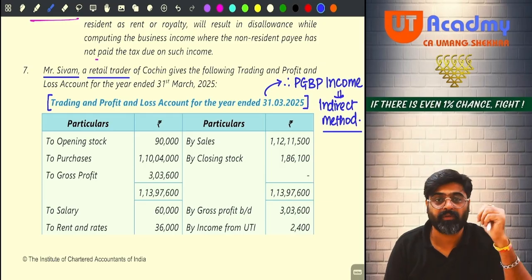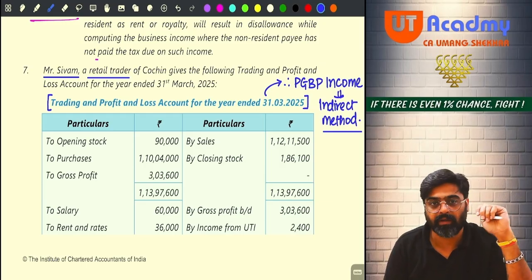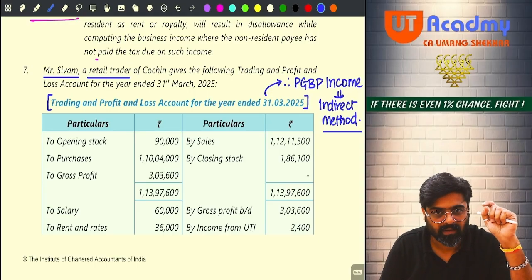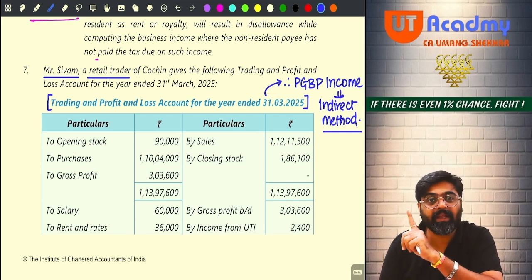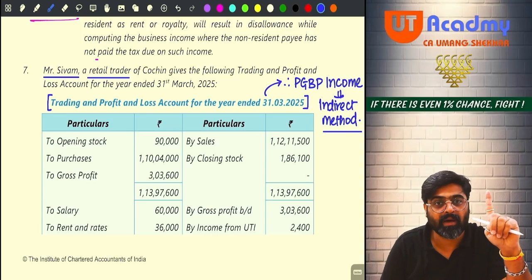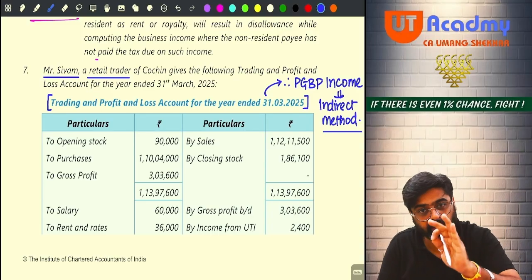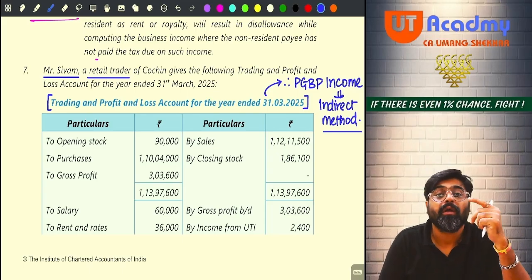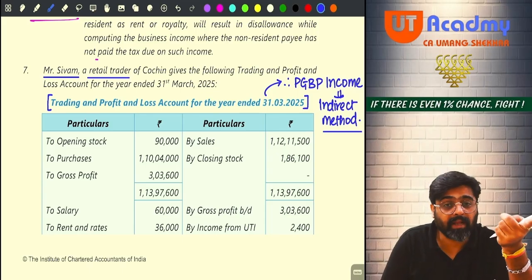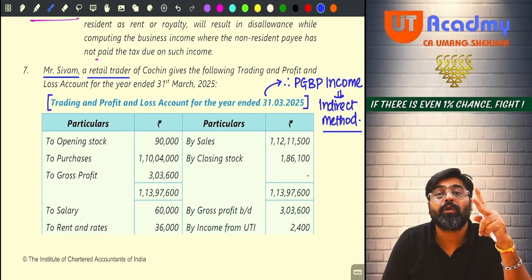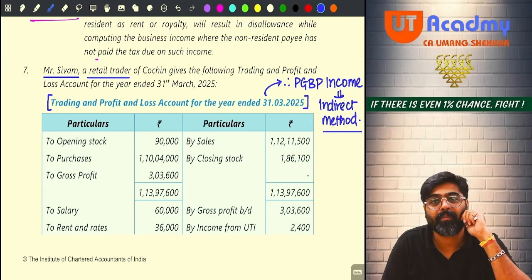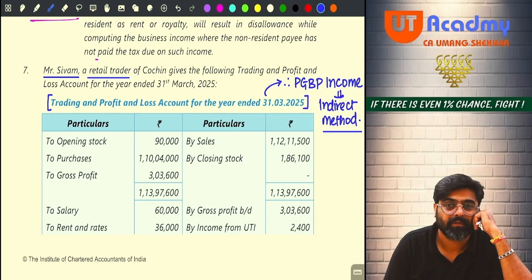This question will not have more than 15 marks if given in the exam for total income. A 100 marks paper has to be attempted in 3 hours, meaning 180 minutes. So for every mark you write, you have just 1.8 minutes. For 10 marks, you have 18 minutes. For 20 marks, you have 36 minutes. Getting my point? So for 15 marks, how many minutes? Approximately 25 to 27 minutes.